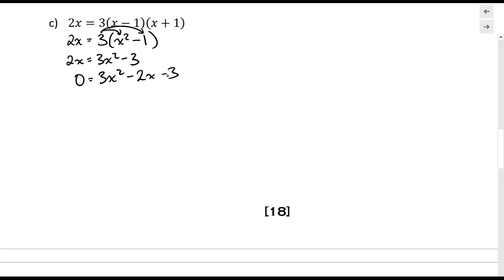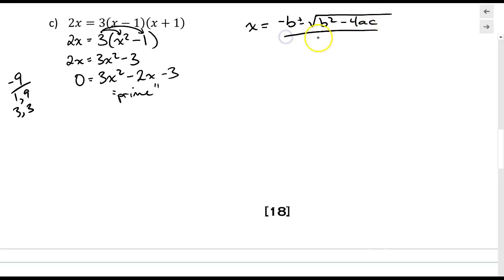Again, we can look to see if we can find factors and just factor this out simplistically instead of using our quadratic formula. 3 times negative 3 is negative 9, so factors would be 1 and 9, or 3 and 3. In no way, shape, or form can those be combined by adding and subtracting them to get negative 2. So this is prime, so I have to use my quadratic formula. So again, that's negative b plus or minus the square root of b squared minus 4ac, all divided by 2a.